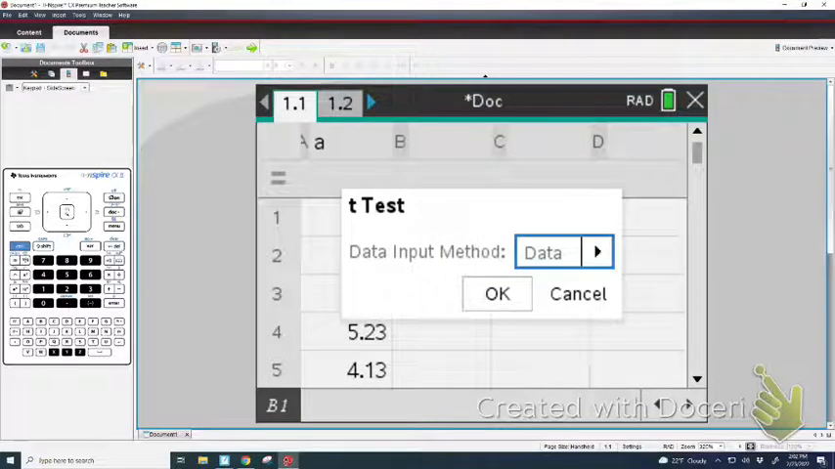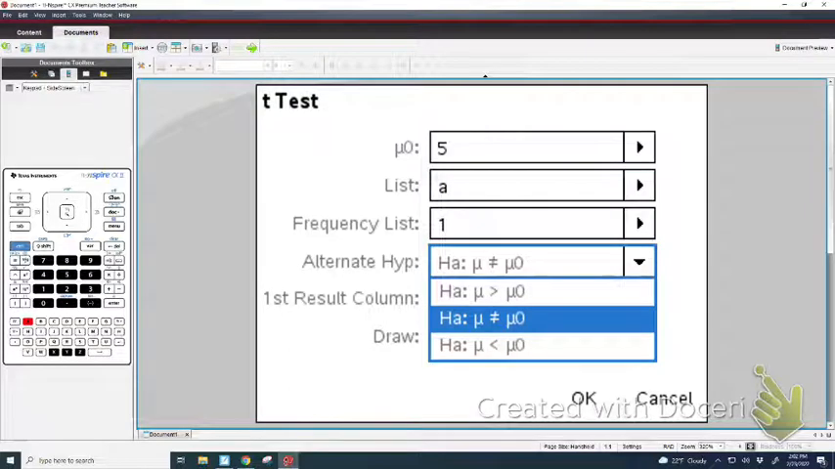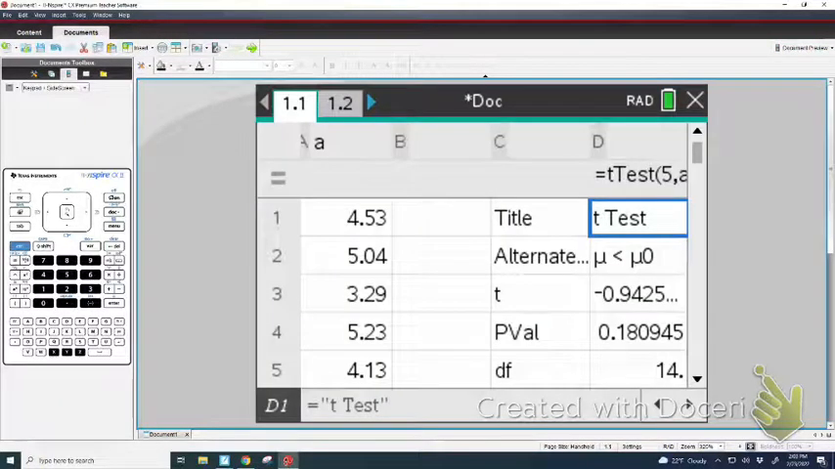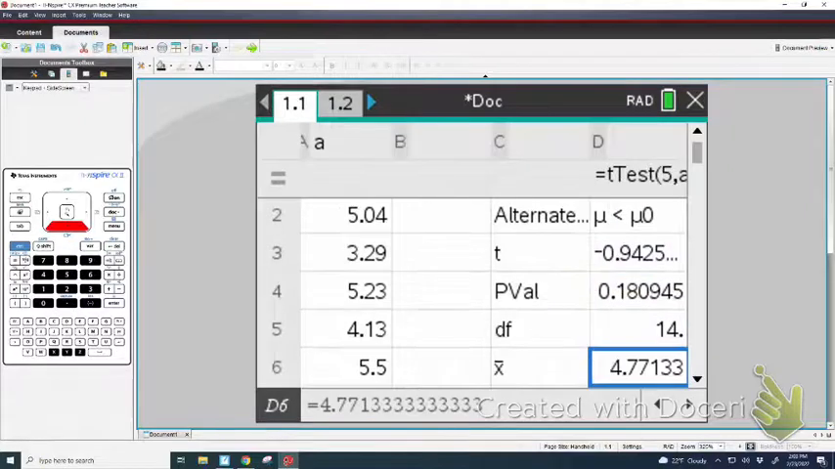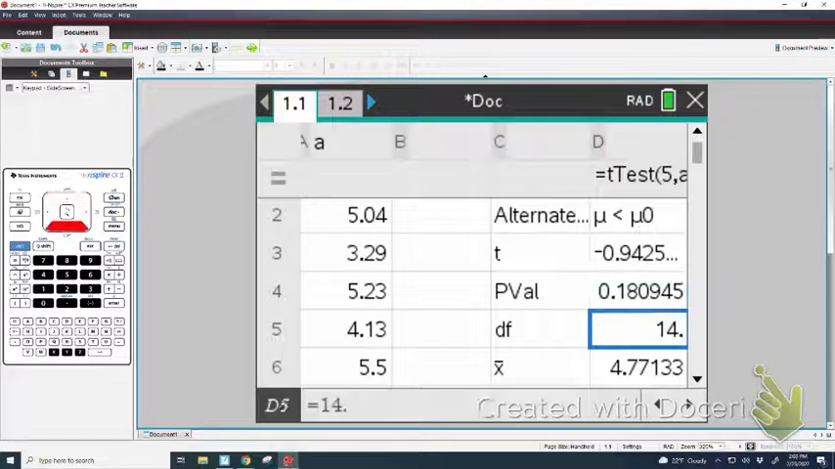All right, we picked data because we have a list of data. And our null was 5. I named my list A. We're testing to see if it's smaller than 5. And this just tells the calculator where to print the results. And you're good to go. There it all is. P-value looks large. It's bigger than 5%. We're going to fail to reject.